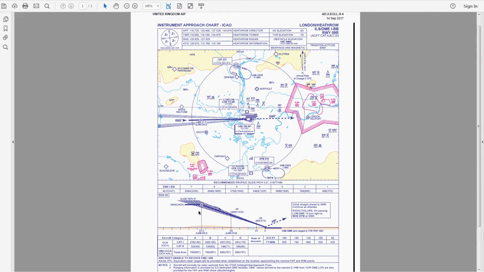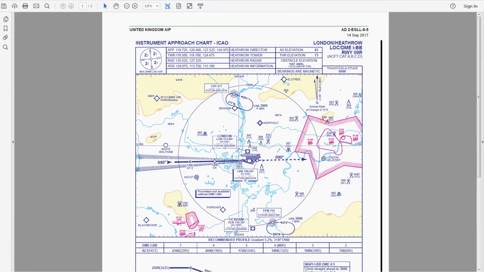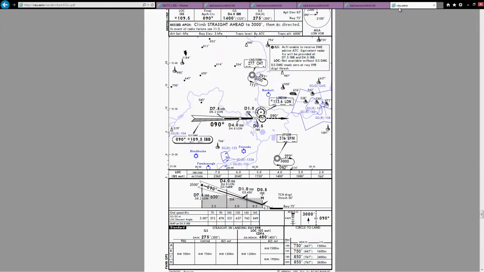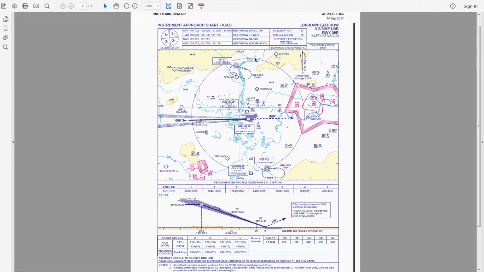Now we're going to look at this one, which is an ILS path. We're going to have a look at this one, which is a localizer DME path. And then we are going to quickly have a look at this Jeppesen chart and just give you an explanation of that. But let's get on with this one. So we'll start with the ILS DME because that's what we've been following the whole way through. This is for runway 9 right. You can see that there.